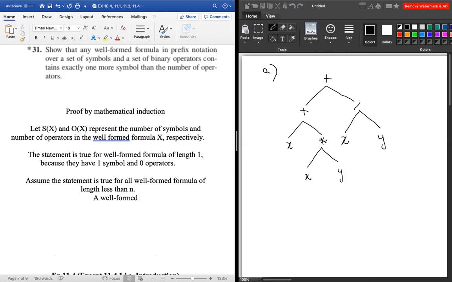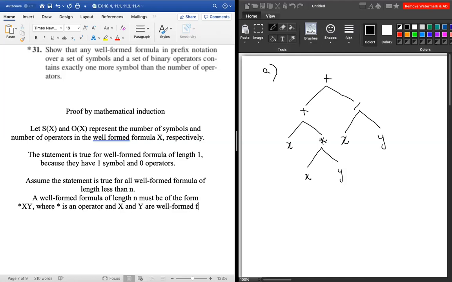A well-formed formula of length n must be of the form multiply x y, where multiply is an operator and x and y are well-formed formulas of length less than n.